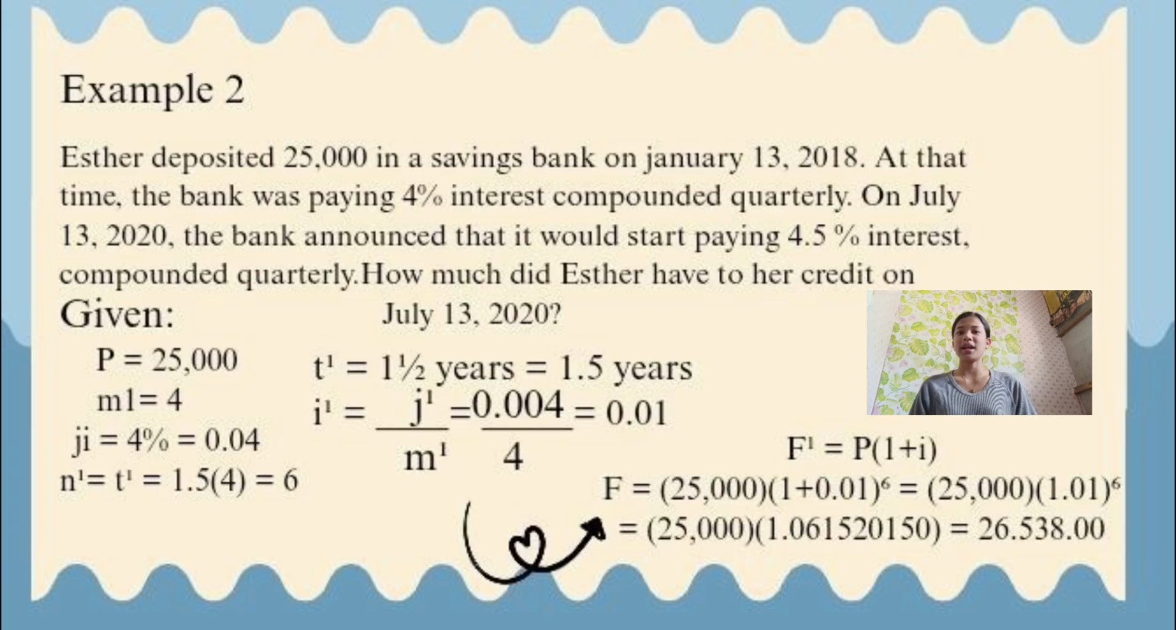Next, we compute the interest per period. We divide 4% by 4, which gives 0.01. Using the same formula, F equals P times 1 plus I raised to N, we substitute the values. F equals 25,000 times 1.01 raised to 6. After solving, we get 26,538. So Esther's money becomes 26,538 after 1.5 years.